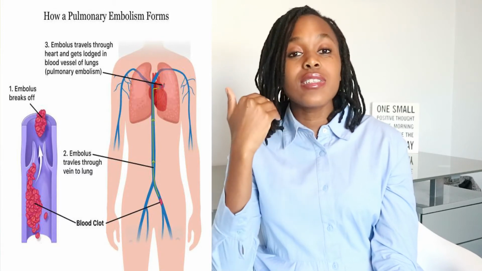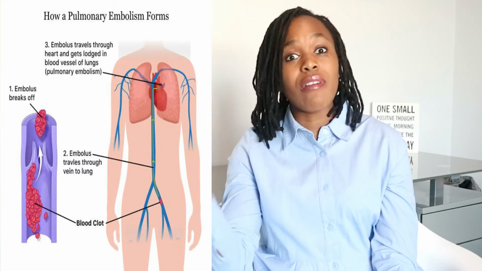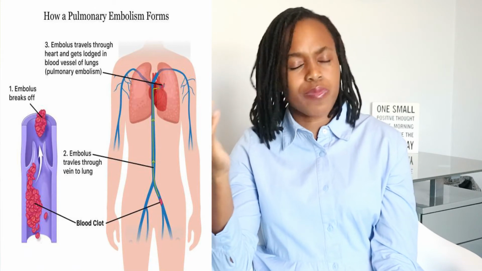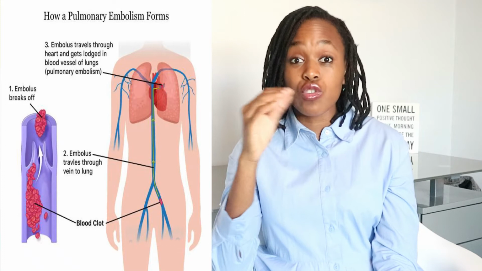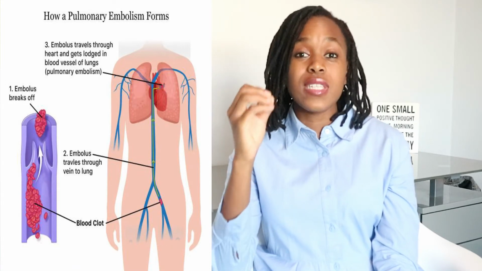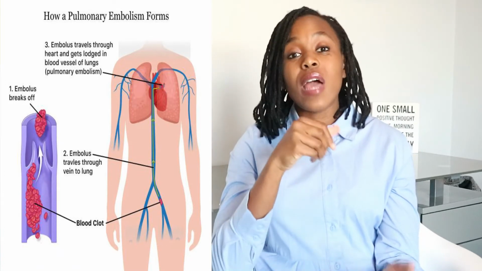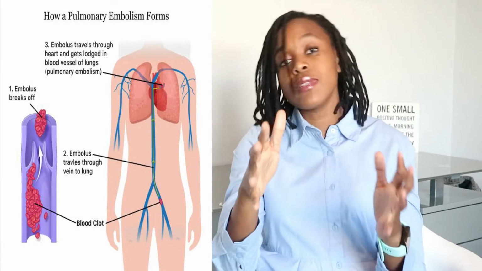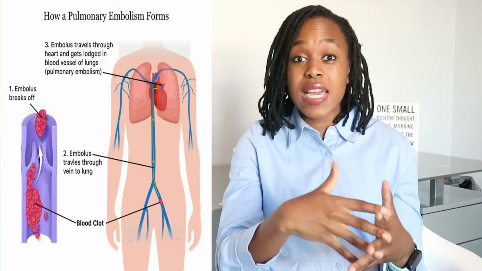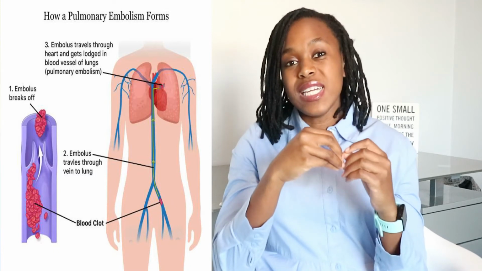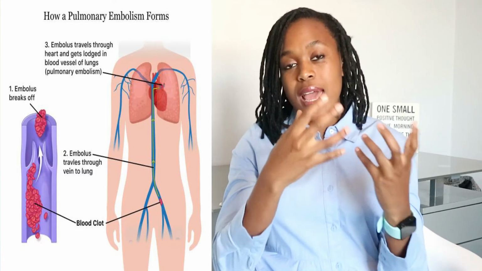This is known as having a pulmonary embolism, and that can, if not treated immediately or soon enough, lead to death. So making sure that you know the signs and symptoms of DVT, and know what to do if you have DVT, will help in preventing a pulmonary embolism and thus death.